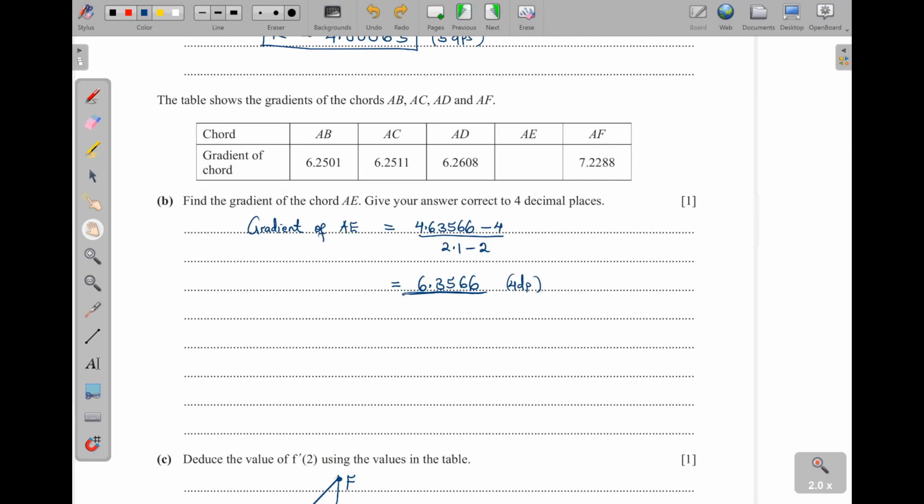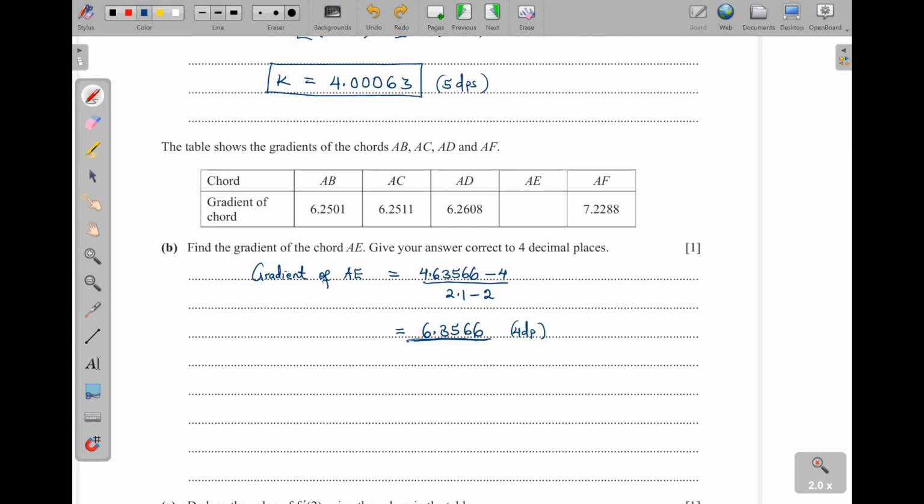Okay, but let us just study what is happening here. At A, for AB, this is 6.25. Then you go to AC, it is 6.2511. This is 6.2501, then 6.2511, then something adds on to this to go to 6.26, and then this one here, the gradient is 6.35, then this one here. So by looking at just these first ones here, 6.2501, then 6.2511, you see?